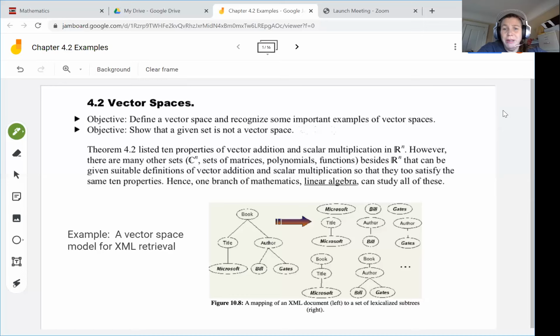So you aren't just limited to the vector spaces I listed. People very often come up with vector spaces. So in this example below, from a research paper published by Stanford University, here's a vector space model for XML retrieval. So you can see the mapping of the XML document on the left to a set of lexicalized subtrees on the right. So you can see it is possible to come up with all sorts of vector spaces when you're creating models.